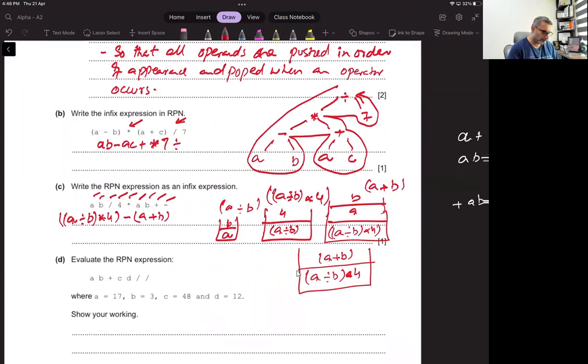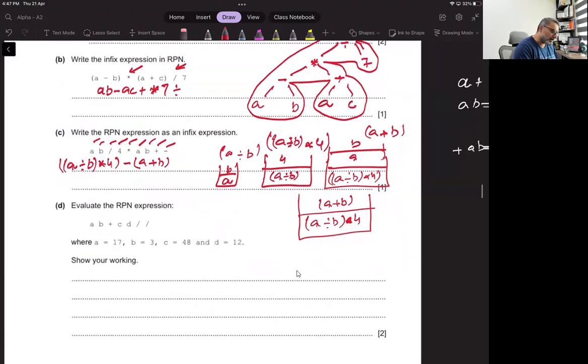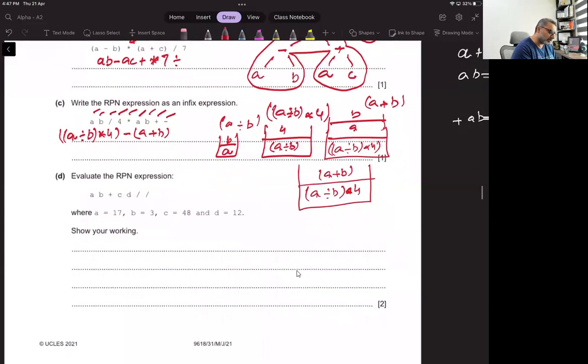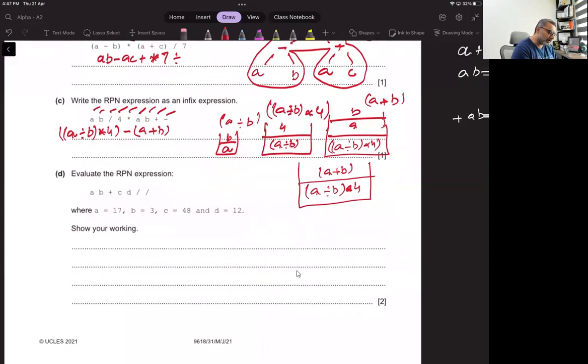All right. So this is your answer. A divided by B multiply 4 minus A plus B. This is your answer. Evaluate the RPN expression where A is equal to 70.